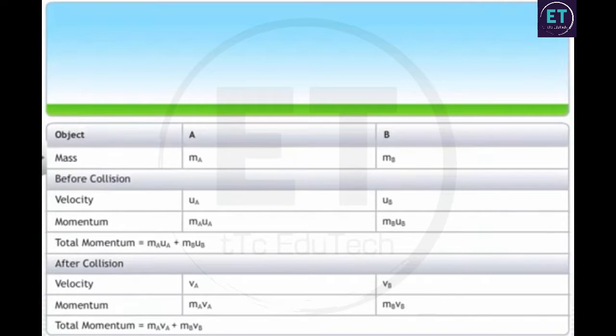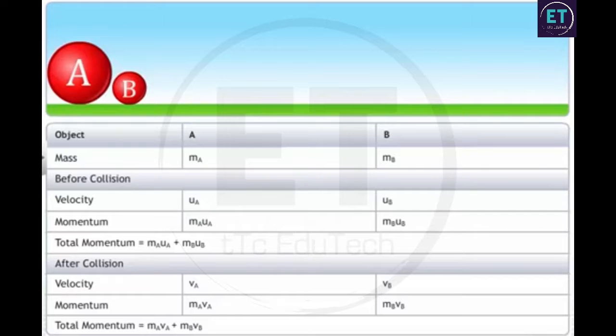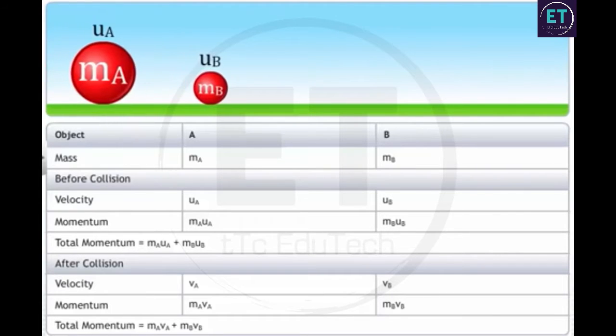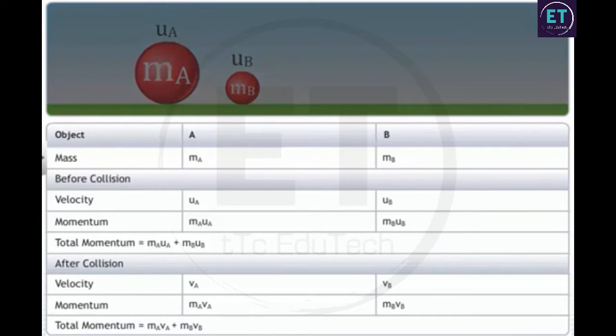To understand this law, consider two spheres, A and B, of mass MA and MB, moving along a straight line. A is following B, and both these objects display unequal initial uniform velocities. Let these velocities be UA and UB respectively. The magnitude of velocity of A is greater than that of B.